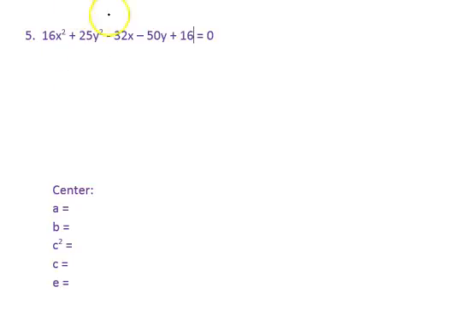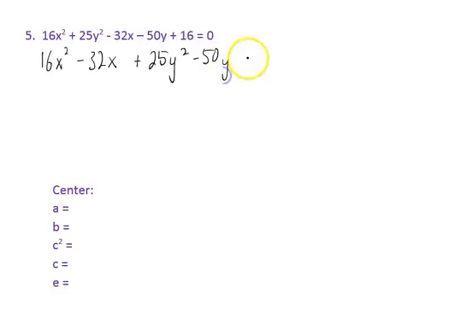Okay, example 5 is another example like 4. It's just a little bit more complicated. This is almost as ugly as it could get. So we're going to start by completing the square. I need to take my x's and put them together, and my y's and put them together, and send my 16 to the other side. Then both of these have numbers in front, so I'm going to factor out a 16 here with my x's and factor out a 25 with my y's.